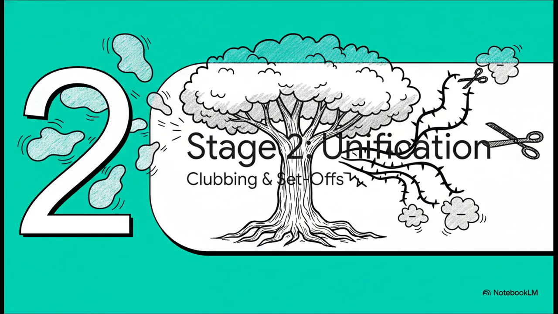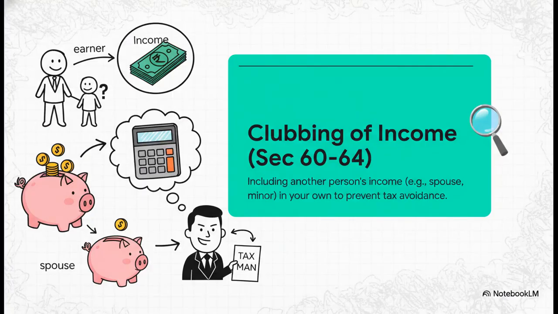We unify incomes that the law says belong together through something called clubbing, and then we prune our gains by setting off any losses we might have. You ever have that brilliant idea like, hey, I'll just gift this high-interest fixed deposit to my spouse who isn't working and will pay less tax on the interest? Yeah, well, the tax man thought of that a long time ago. That's why we have these clubbing rules.